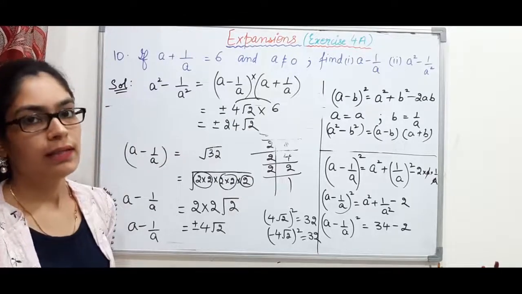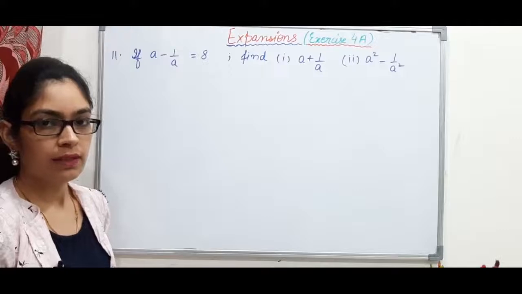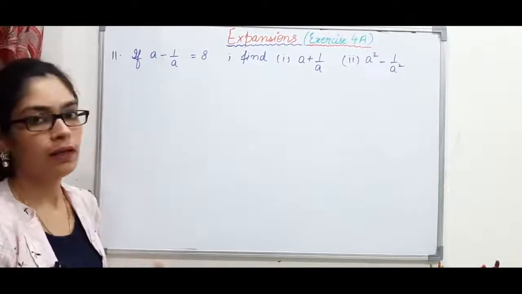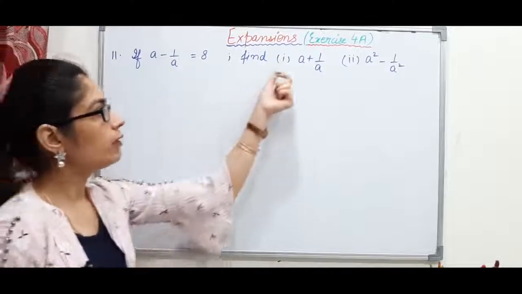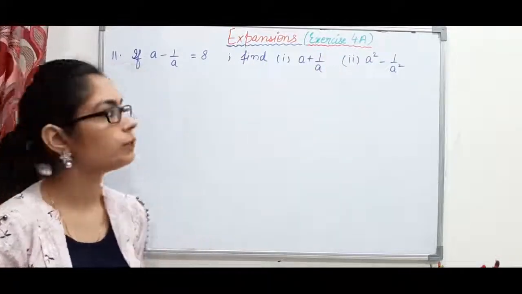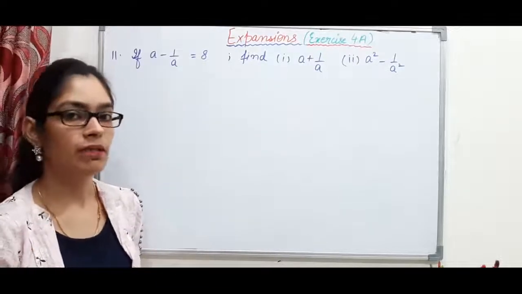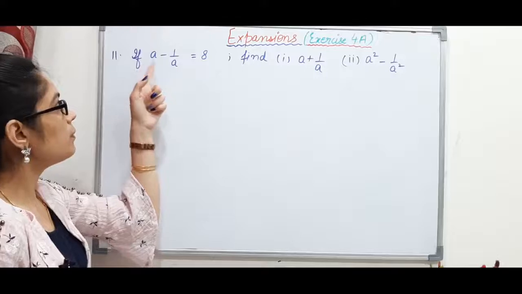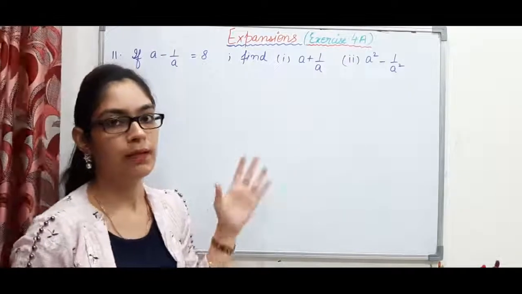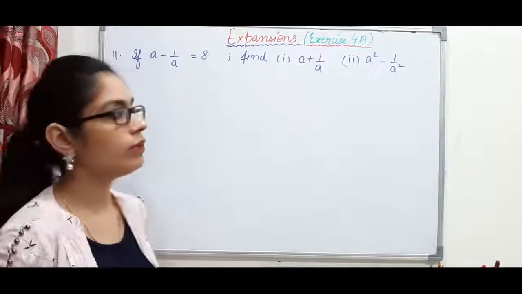Now let's do the next question. In 11th question, it's given if a minus 1 by a is 8, find a plus 1 by a and a square minus 1 by a square. See, this question is similar to the previous one. In the previous question, it was given to us a plus 1 by a and we had to find a minus 1 by a. Now it's opposite, but the same thing we have to do.